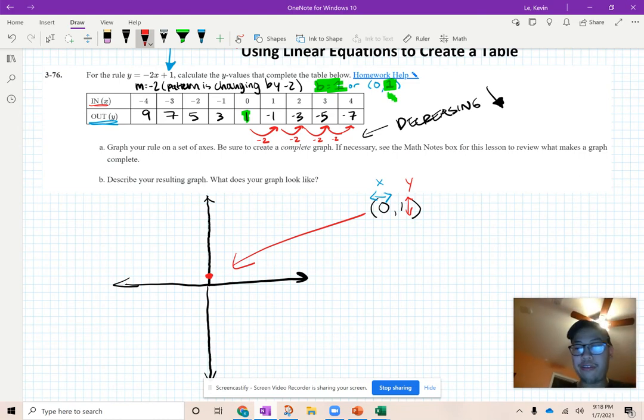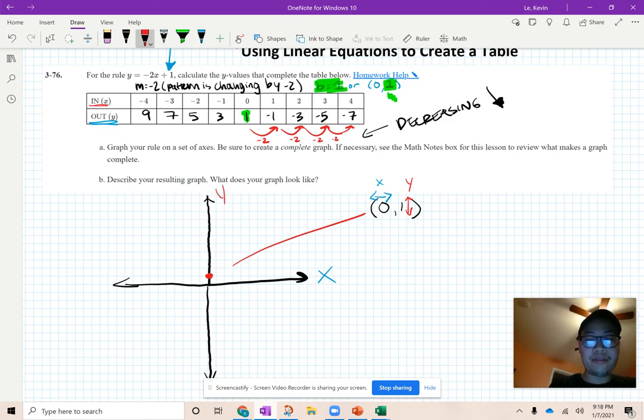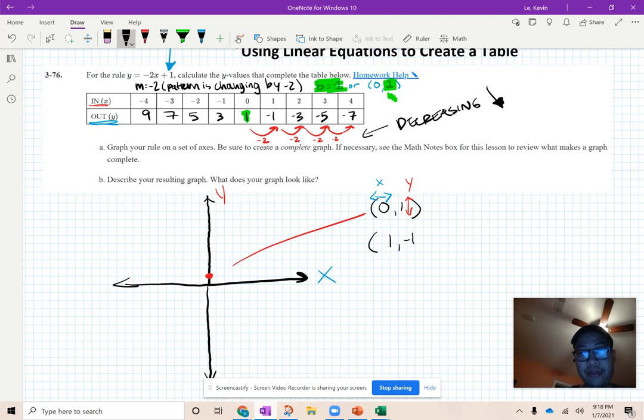You always go left and right before you go up because we have x and y values. So this is x, this is y. Okay. And then now I just plot my other points. So let's say the next point is what? It's going to be 1, negative 1.